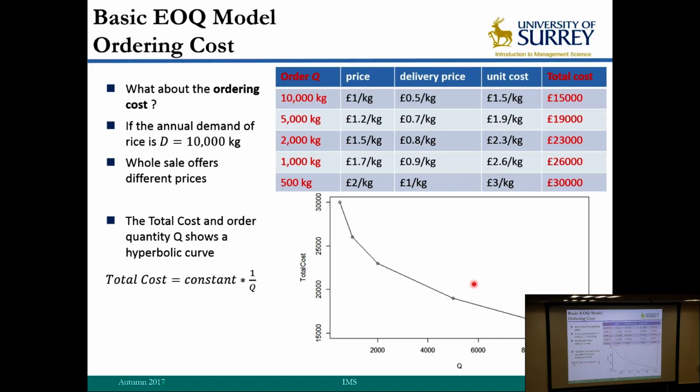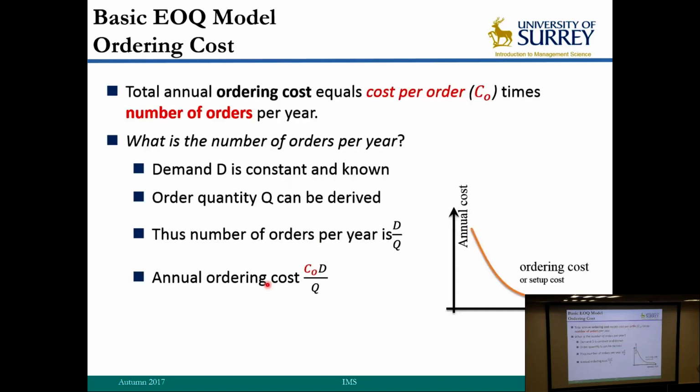So now we know the total cost, where here the total cost is the total ordering cost. The total ordering cost should be something times 1 divided by Q, because this is a hyperbolic curve. So we hope to find an ordering cost constant times 1 divided by Q to represent this relationship. That's the theory behind our formulas.